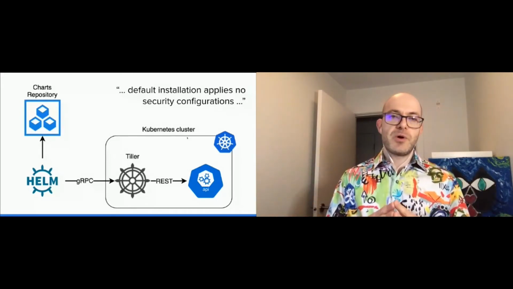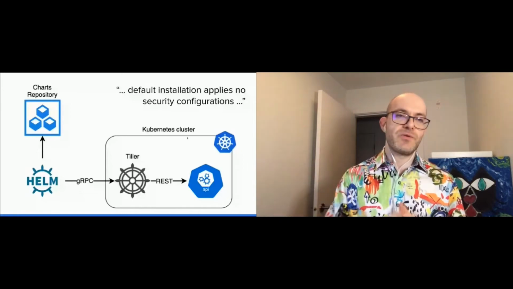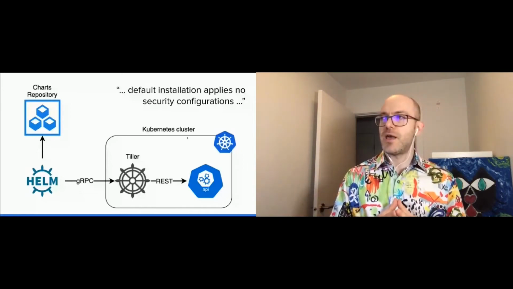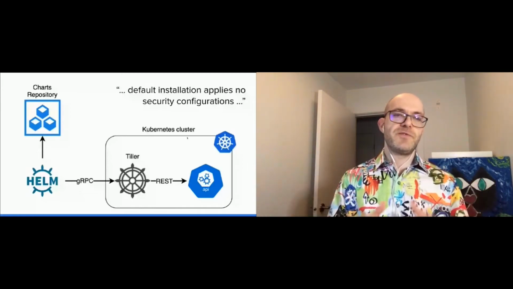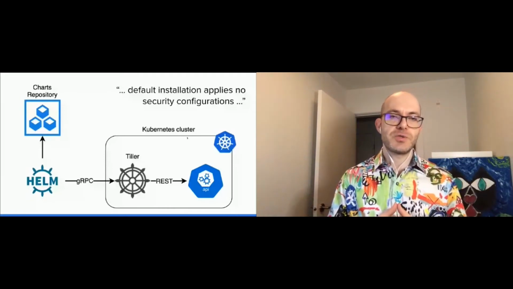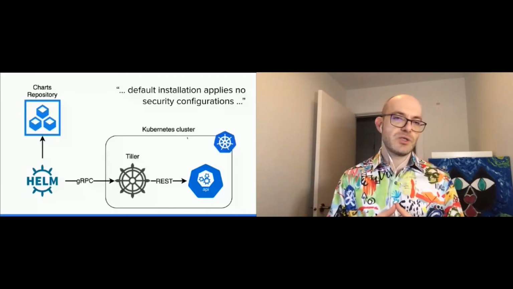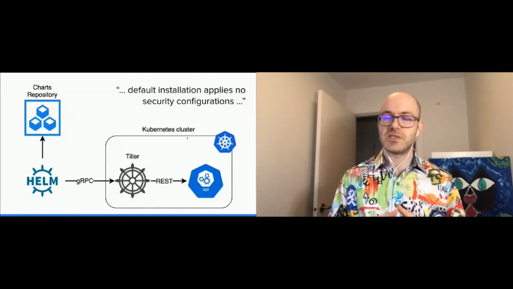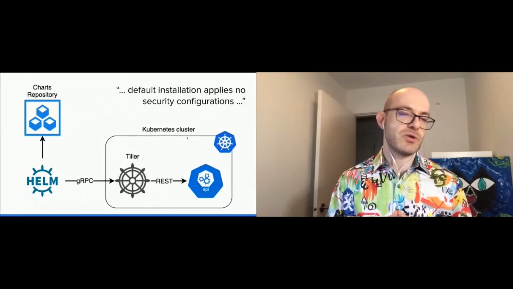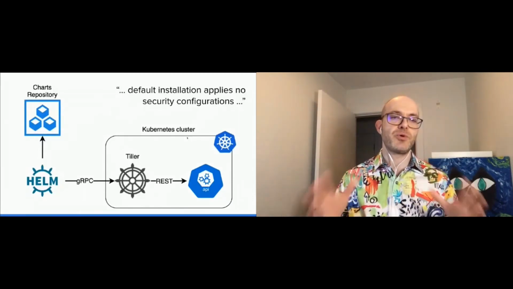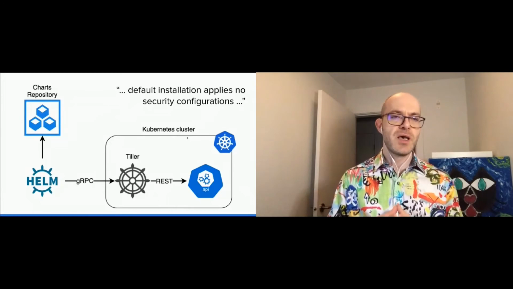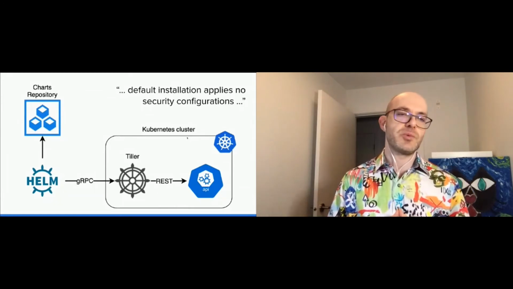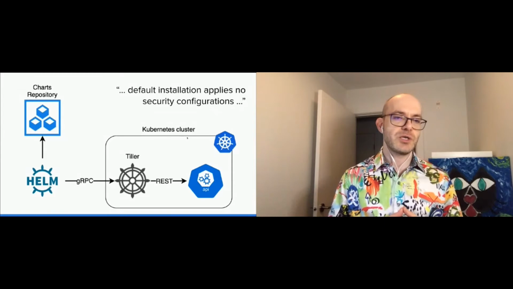Another important thing about version 2 is, and this is a quote from their documentation, they plainly say, "default installation applies no security configurations to the Helm deployment itself," which means that tiller does not even do any sort of authentication. So unless you've put those network policies in place, just having Helm version 2 deployed in your cluster could be a potential security concern.